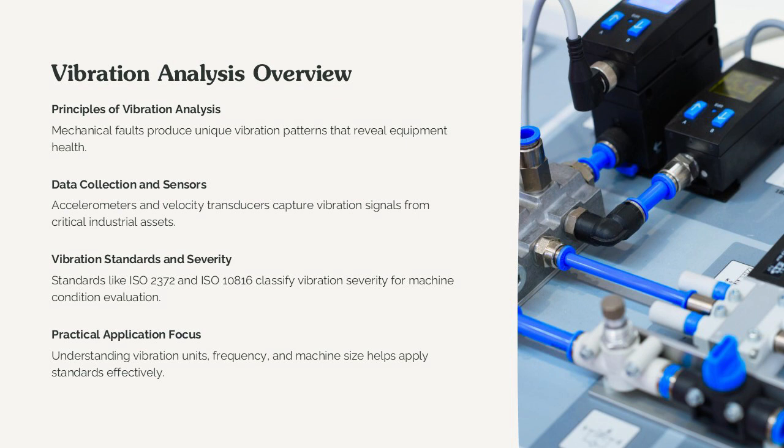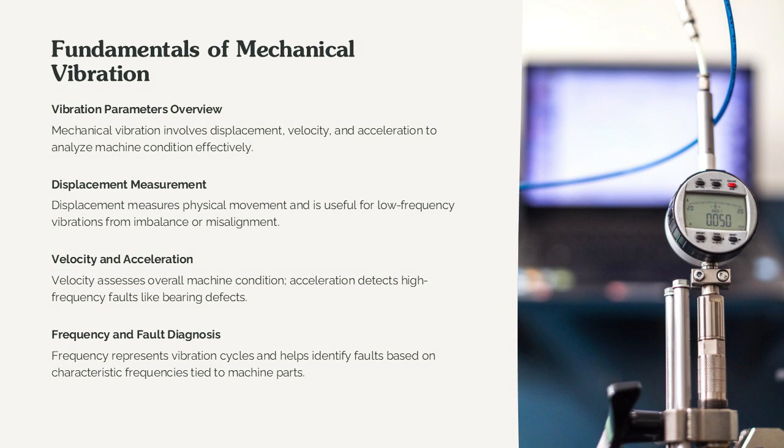real-world industrial applications. Mechanical vibration refers to the oscillatory motion of a machine or component about its equilibrium position. In rotating machinery, vibration is primarily caused by dynamic forces generated during operation. Understanding the fundamental vibration parameters, displacement, velocity, and acceleration, is essential for correct interpretation of vibration data. Each parameter provides different insights depending on machine speed and fault type.